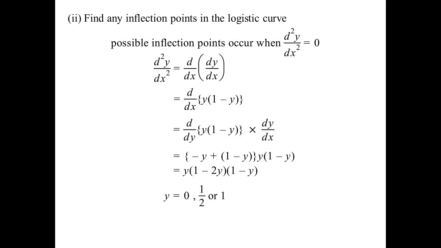Now, I'm not going to work out the third derivative to test these. I can go back to the slope field and just have a look at that to see what's happening. Because we know it's not going to be y equals 0, because that was just a horizontal line. No inflection point there. It's not going to be y equals 1. There's no inflection point there. y equals a half, not a problem. There was an inflection point round about there if you look at the slope field. So the only possible inflection point is when y is equal to a half.